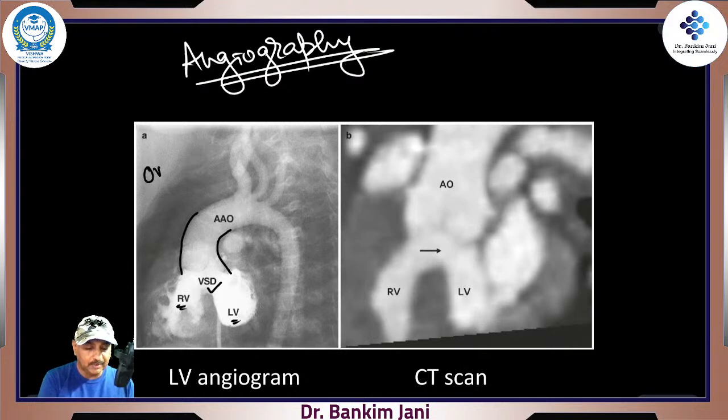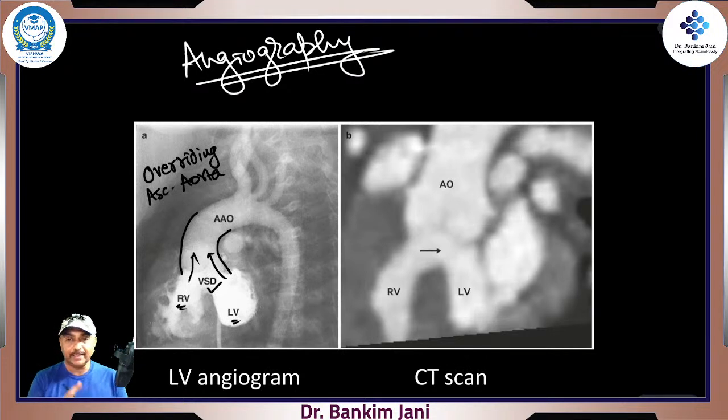This is overriding ascending aorta. See, from right ventricle, from left ventricle, right? That's why as it goes up, it is giving all those branches which are used for supplying the various parts of the body. So very clear, right? This is one.